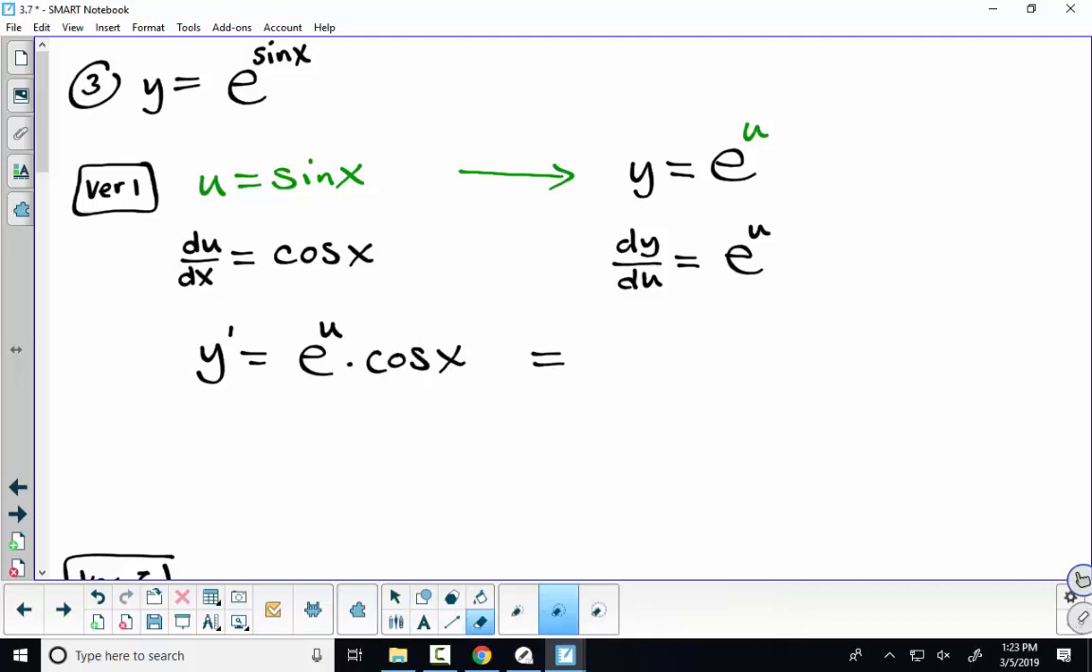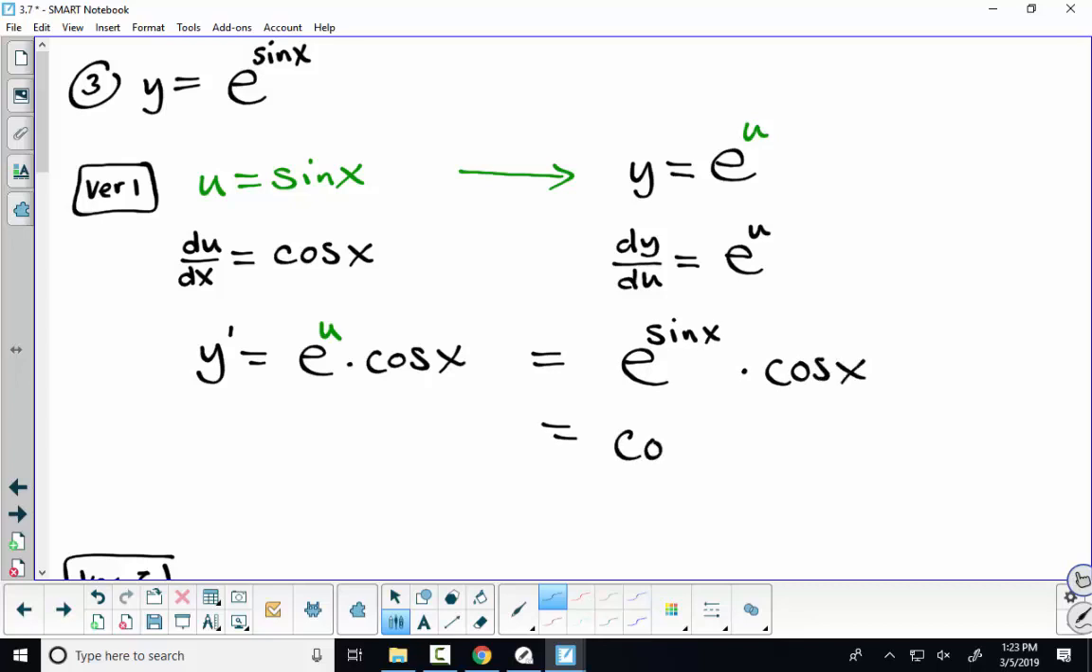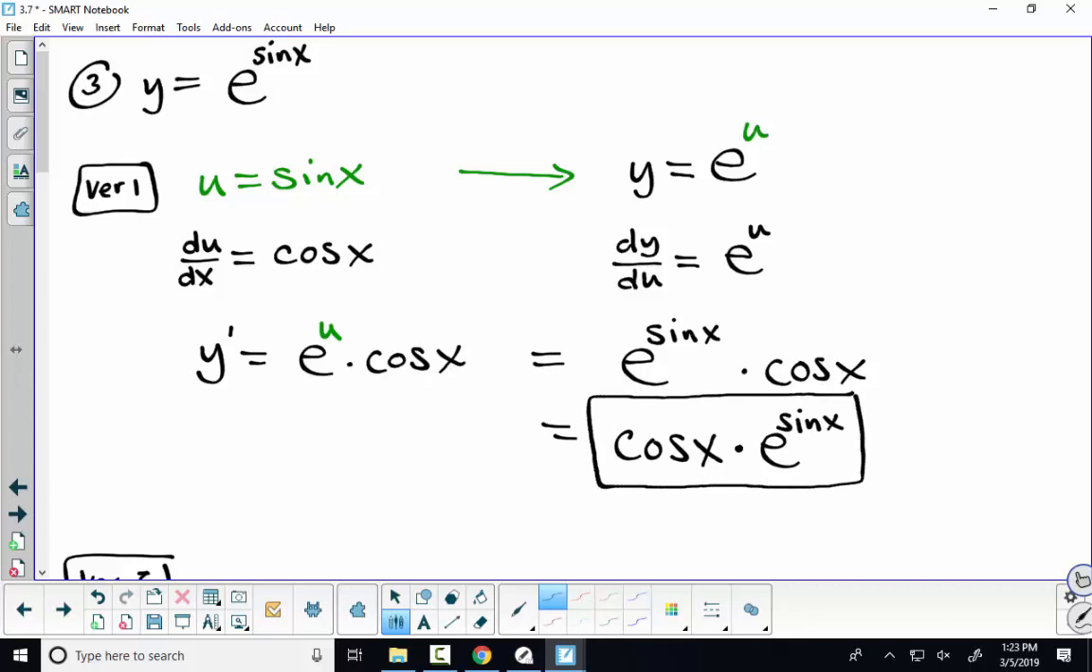So our derivative is e to the sine x times cosine x. And usually you'll see that the exponential is written last just to avoid confusion or sloppiness as to what's actually the exponent. So we'll put the cosine first, so there's no issue as to where that cosine is.